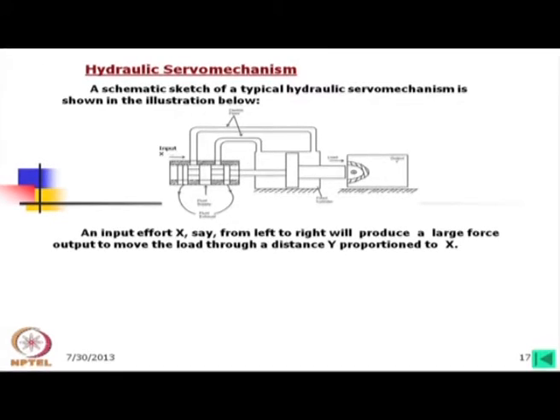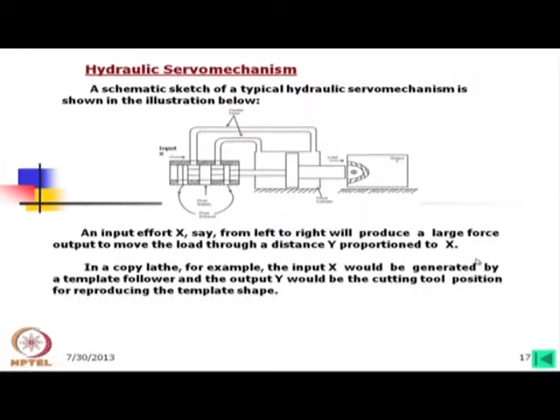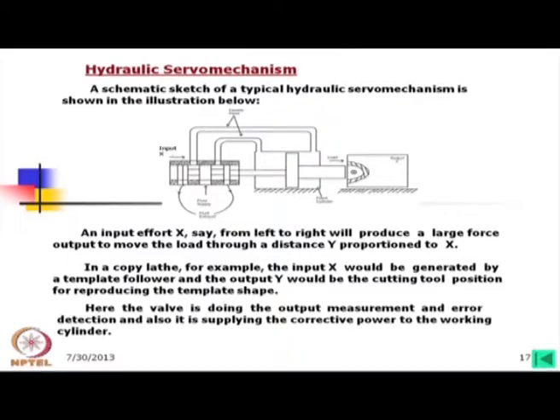Now, here this is further explained like that: an input effort x, say from the left to right, will produce a large force output to move the load through a distance y proportional to x. In a copy lathe, for example, the input x would be generated by a template follower and the output y would be the cutting tool position for reproducing the template shape. Here the valve is doing the output measurement and error detection, and also it is supplying the corrective power to the working cylinder.